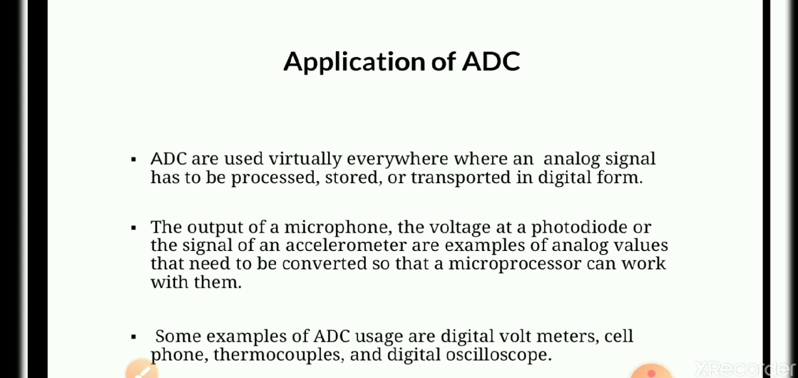And if you record the voltage of a circuit, then internally an ADC converts that voltage into the digital form so that at the display it will appear in the form of digital signal. Similarly, the output of a microphone, the voltage at a photodiode, or the signal of an accelerometer are examples of analog signal, which is going to be converted with the help of ADC before giving to the microprocessor or a microcontroller.